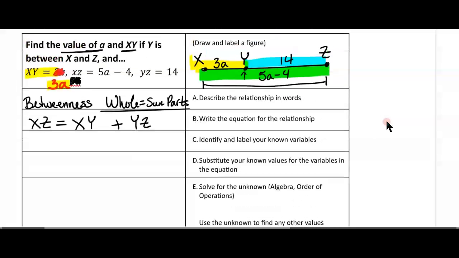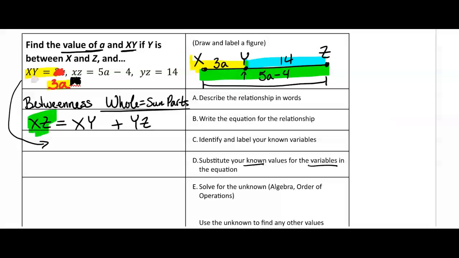All right, then identify and label your known variables. In this case, the problem itself actually gives me all three of these labels. I'm fine with just drawing an arrow. That's okay, they're already listed. And then substitute our known values for the variables in the equation. So this is where I'm going to look at my equation. I have xz here. I know that xz equals 5a minus 4, so I'm going to substitute that. And then I have xy, which I know is 3a, so I'm going to substitute that, plus yz, which I know is 14. I'm going to substitute that.